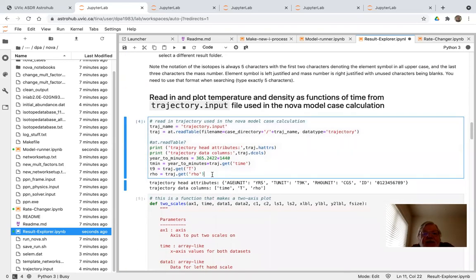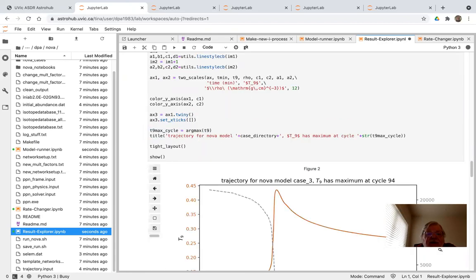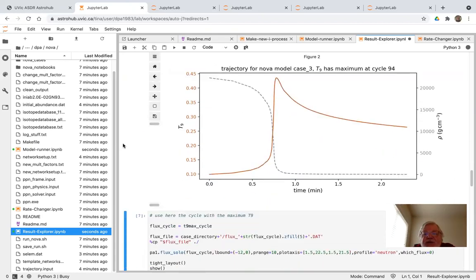Yeah, we can read the trajectory that was used to do these one-zone calculations. It just reads it, and we make a plot. So this is the plot of temperature and density trajectories, the trajectory that was used to run the simulations. You can see as a function of time in minutes, temperature is brown. Temperature has reached almost 450 million, and the black dashed line is the density here.